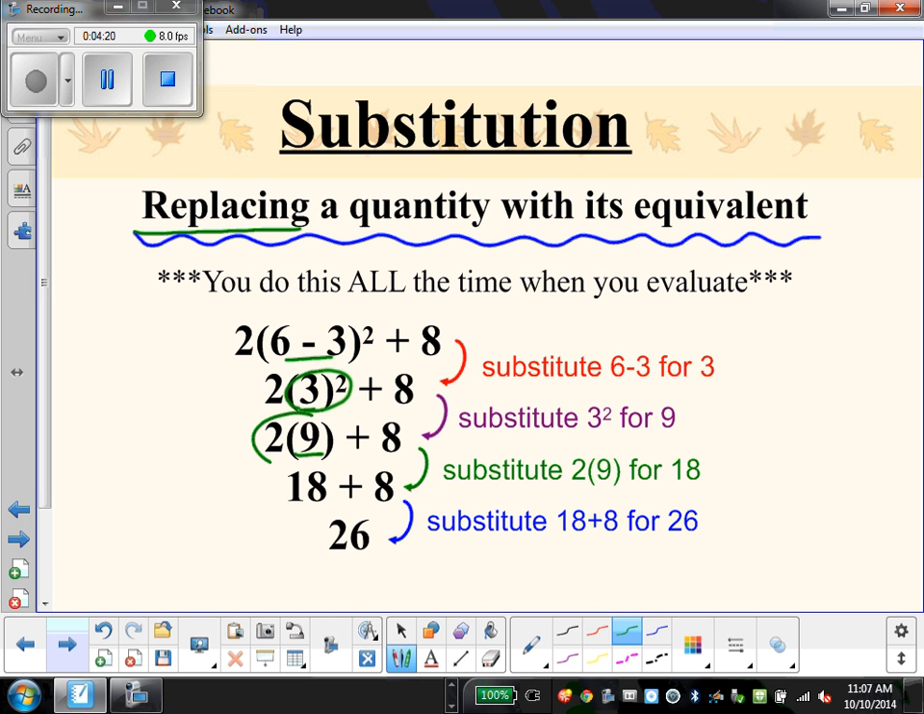2 times 9 is 18. Replace it with 18. 18 plus 8 is 26. Replace them with 26 and you get your answer. So substitution is anytime you replace something with its equivalent, what you know it equals. You are doing substitution.